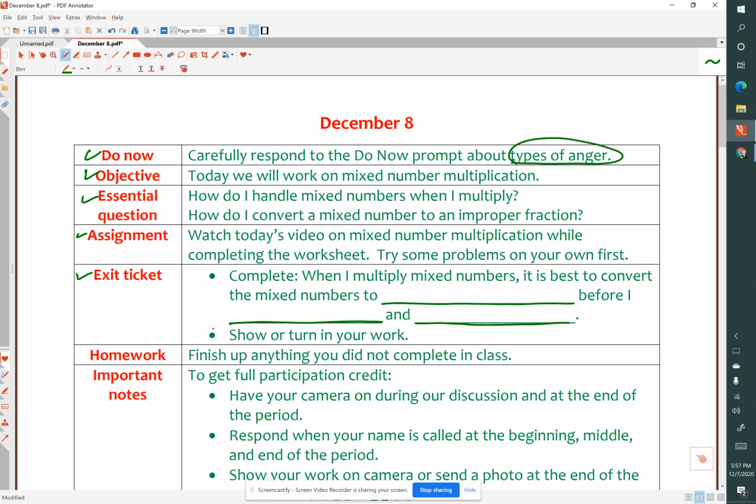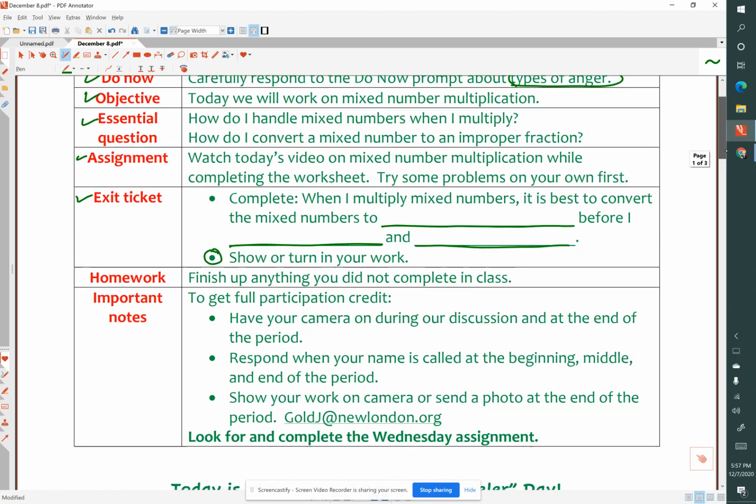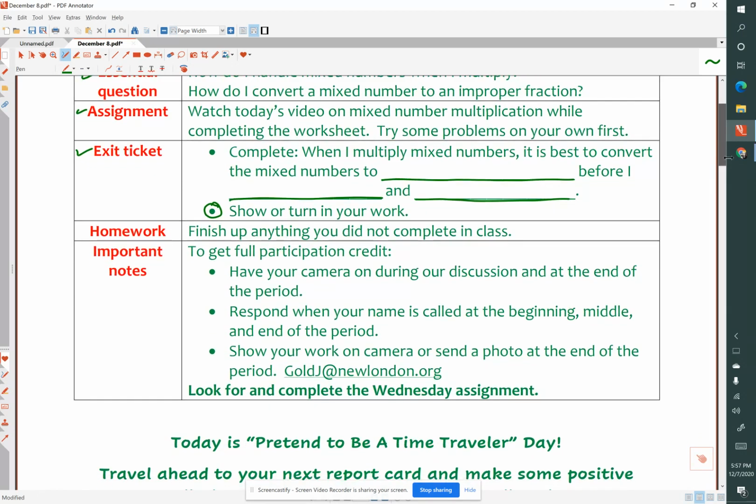And remember, I want you either to show your work on the camera at the end of the class, or you can take a photograph and turn it in. Many students have uploaded Teams on their phones. If you have one, that's an option for you. It's pretty easy to take a picture with your phone and then just upload it right into Teams or right into an email. For homework, just finish up anything that we didn't get finished in class.